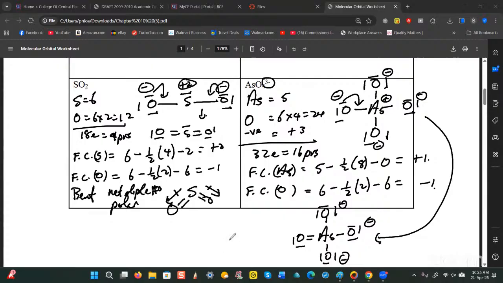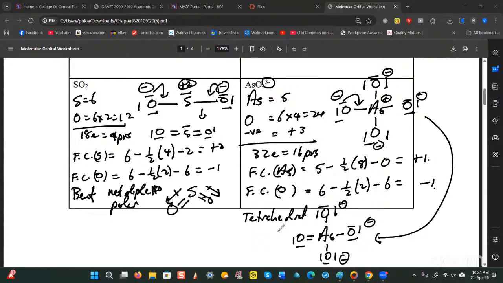Okay, so what's the shape? Tetrahedral? Tetrahedral is indeed correct. That's the geometry. I don't know if I mentioned this, but when it comes to determining the shape, it doesn't matter if the bonds are double bond, single bond, or triple bond. That doesn't affect the shape of the molecule, all right?